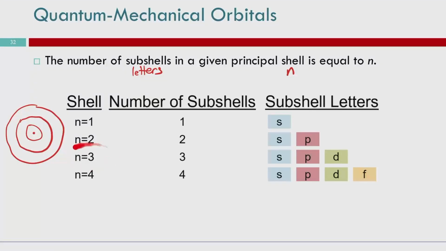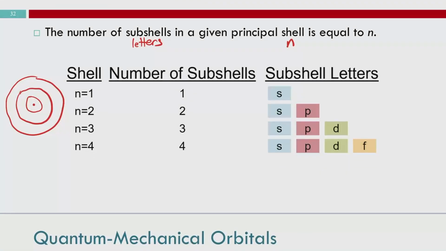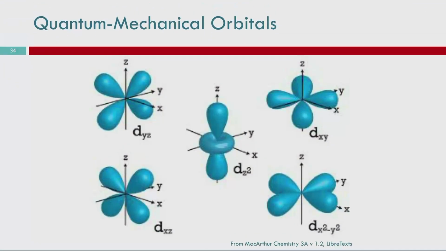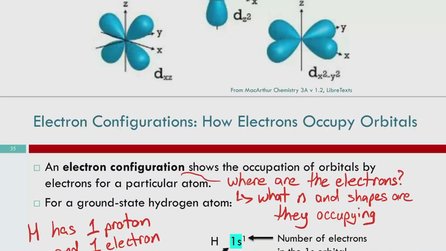And when we move on to n equals 3, our third principal quantum number level, we also get the D subshell, which we looked at briefly. And in n equals 4, we also pick up the F subshell. And once we're at n equals 4, we don't pick up any other subshells. It's just those 4, S, P, D, and F. And here's what our D orbitals looked like. They're the double dumbbell shapes, except for this one that's got the donut. They bent the second dumbbell around the other one.